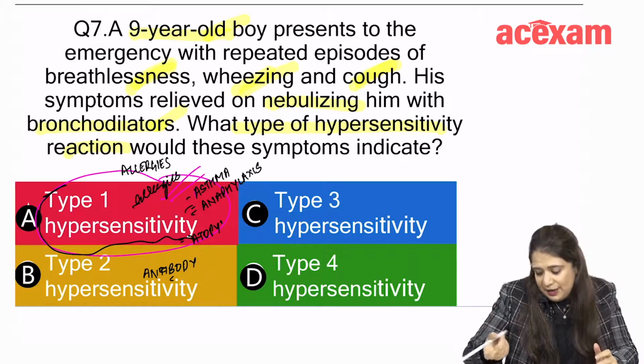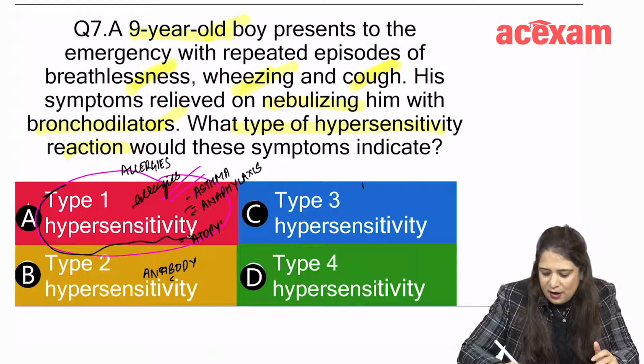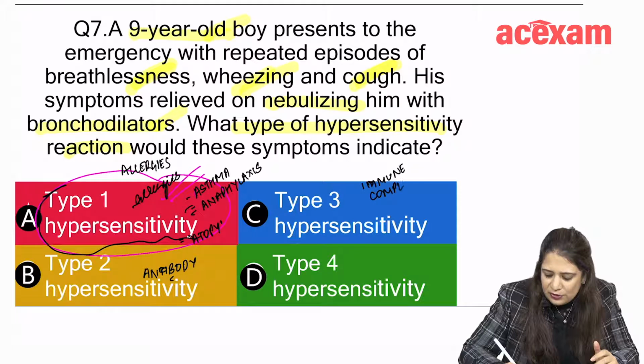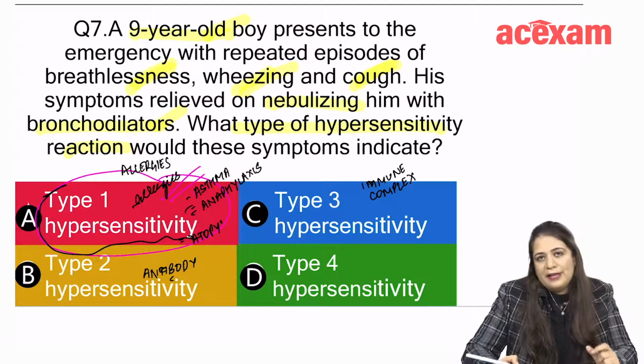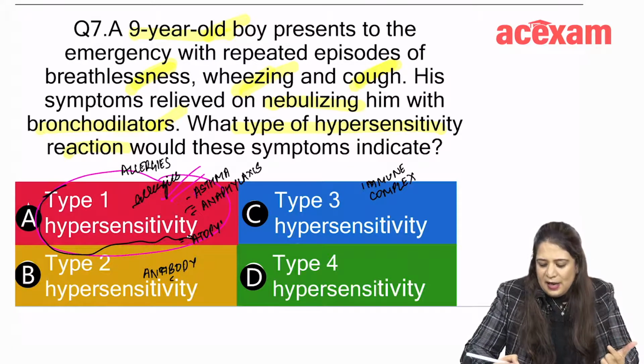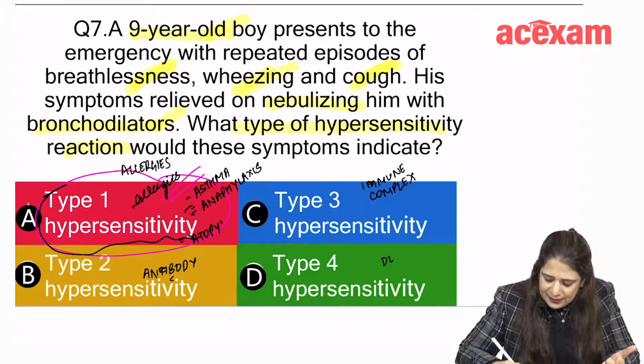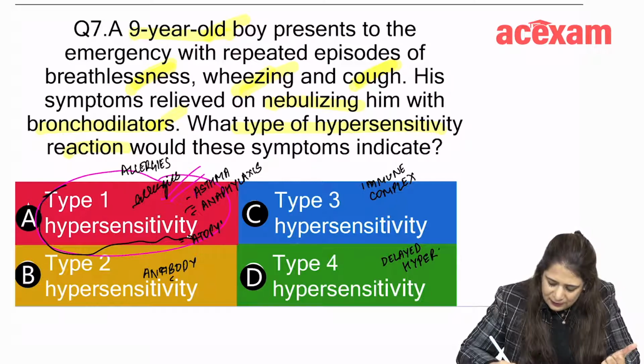Then type 3 hypersensitivity reactions are those in which there is immune complex deposition at various places. And the fourth is the delayed type of hypersensitivity. Delayed hypersensitivity. Why am I writing it here?